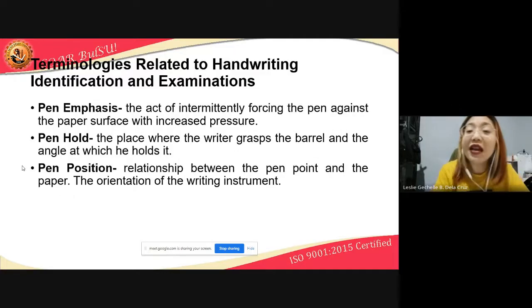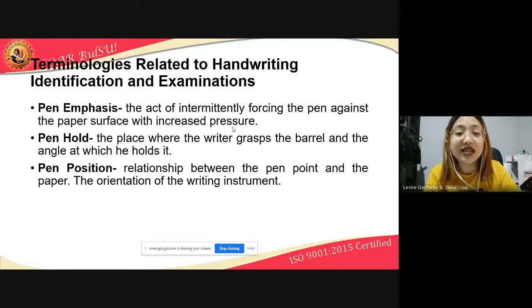Okay? Next is pen emphasis, the act of intermittently forcing the pen against the paper surface with increased pressure. Kapag ang hawak mo sa ballpen ay diniinan mo, that is called pen emphasis. Okay? Hindi porket nakita nyo yung term na pressure dyan, literal na yung bigat ha. Kumbaga si pen emphasis, binigatan yung sulat. Di ba parang pag nagsasalita tayo, kapag nagbibigay tayo ng emphasis sa isang salita, nilalakasan yung boses. O kaya binabagalan yung salita. That's emphasis. In pen emphasis, dinidiinan yung sulat.